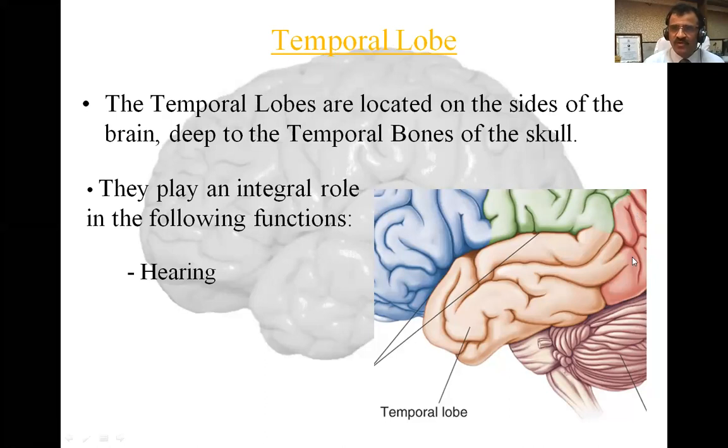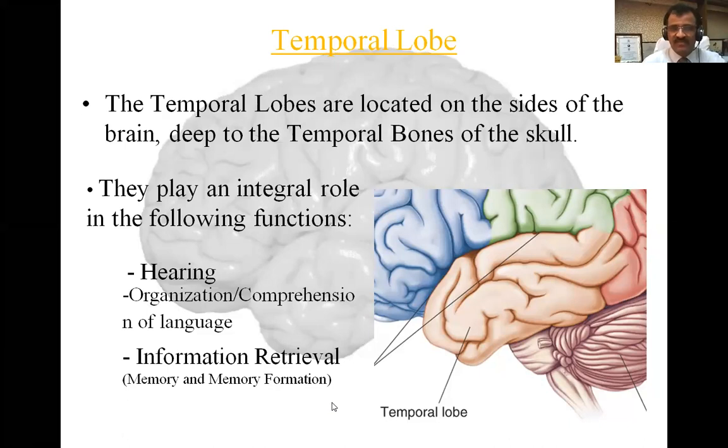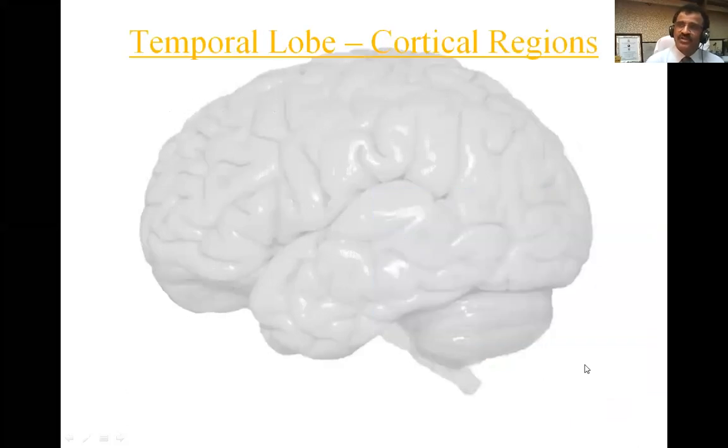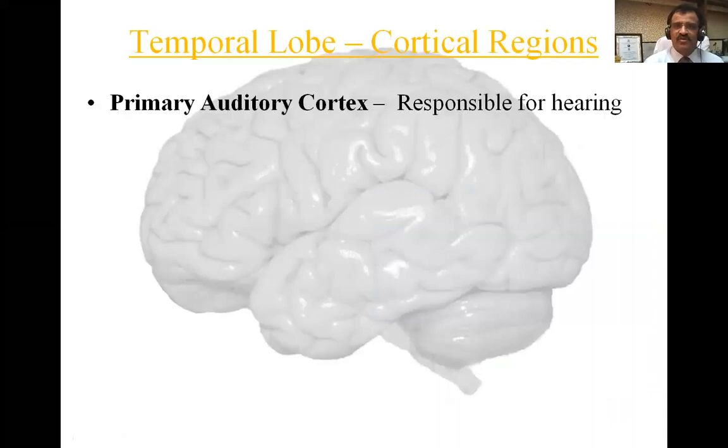Just like the occipital lobe is for vision, the temporal lobe is for hearing, or we can also call it the auditory lobe. Auditory means hearing. Plus it helps in organization and comprehension of language and information retrieval. That means memory and memory formation, just like the frontal lobe. So the frontal lobe also helps in memory, and even the temporal lobe helps in memory. Okay, and that is why the temporal lobe is also called the hearing lobe or auditory lobe. What cortical regions we get on the temporal lobe, that we see now. First is the primary auditory cortex. That means the primary hearing cortex, responsible for hearing.